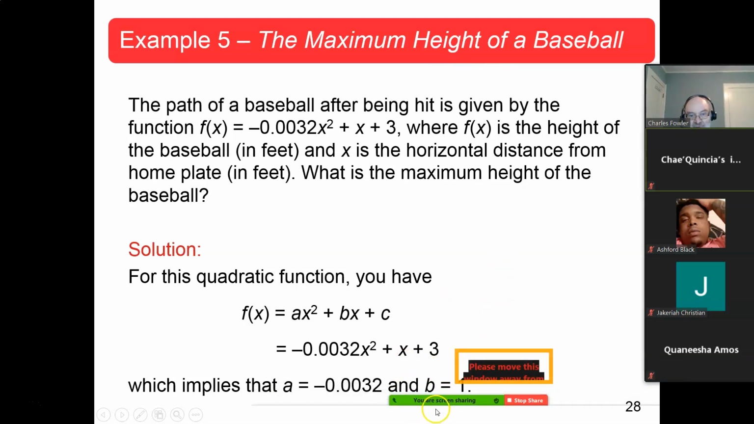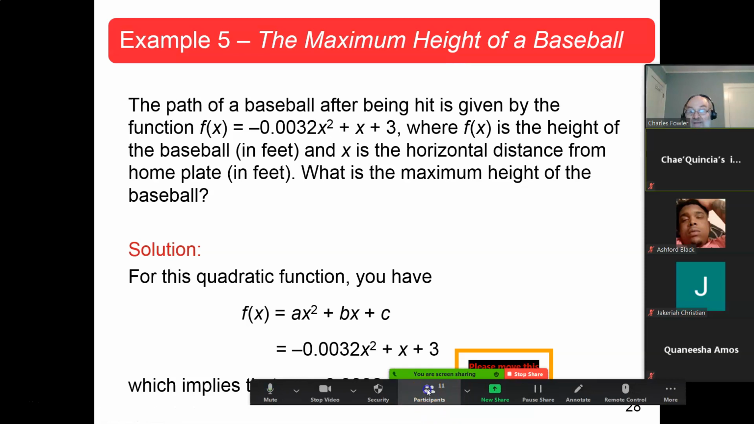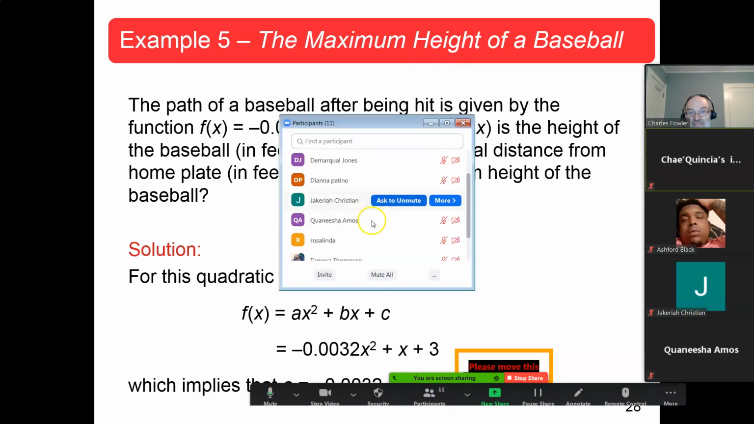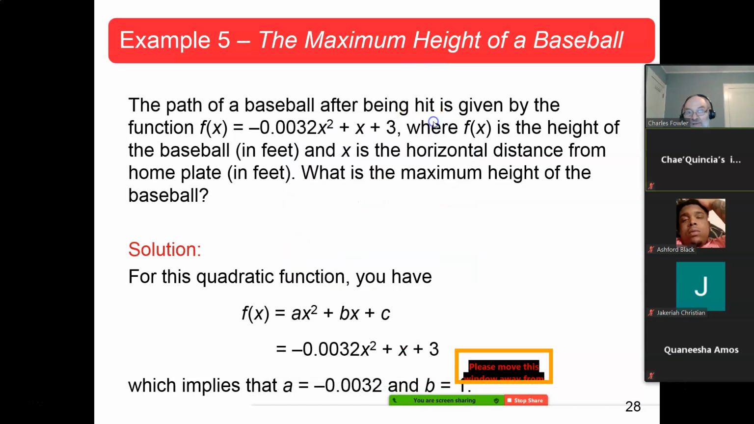Let me make sure there's nobody else trying to come in. We're down to 10 students now, so we're losing people pretty fast. Sorry about that. It may be the internet is poor, I don't know. Or people are ducking out, aren't they?